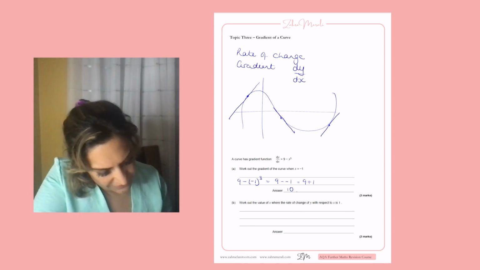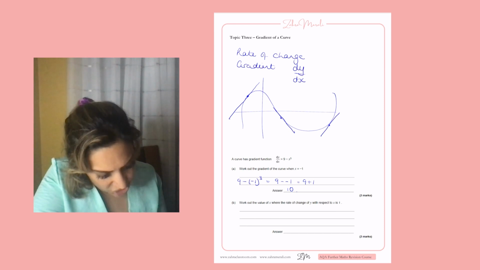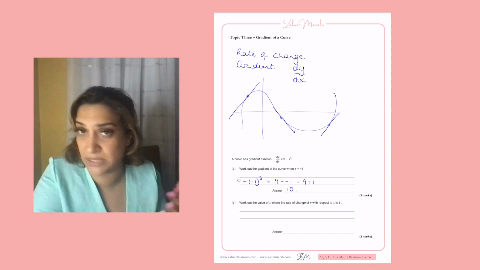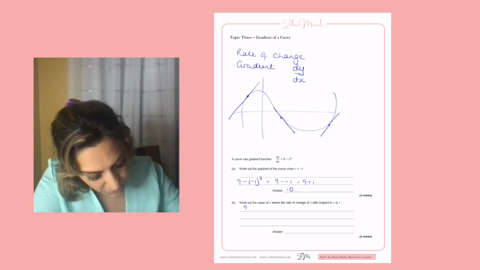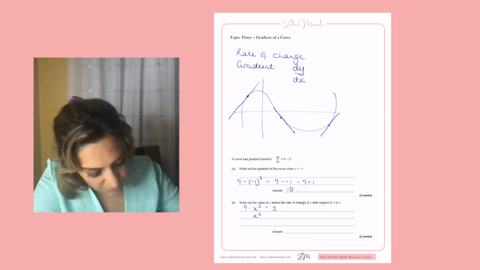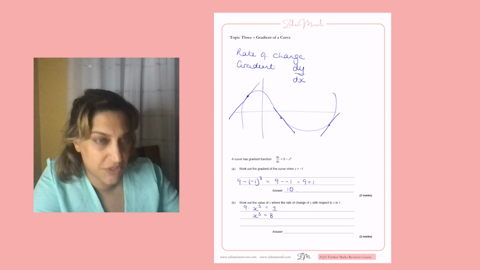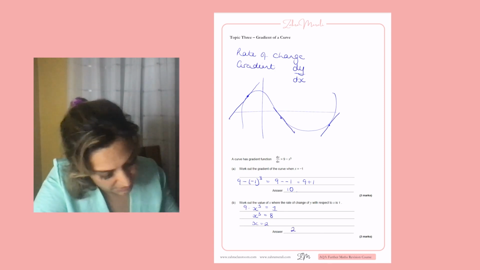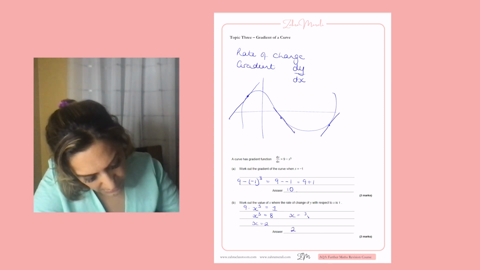Right, work out the value where the rate of change of y with respect to x is 1. Again, rate of change, same as dy/dx. So we've got 9 minus x cubed equals 1. x cubed is going to equal 8. So x must be 2, because the cube root of 8 is 2.